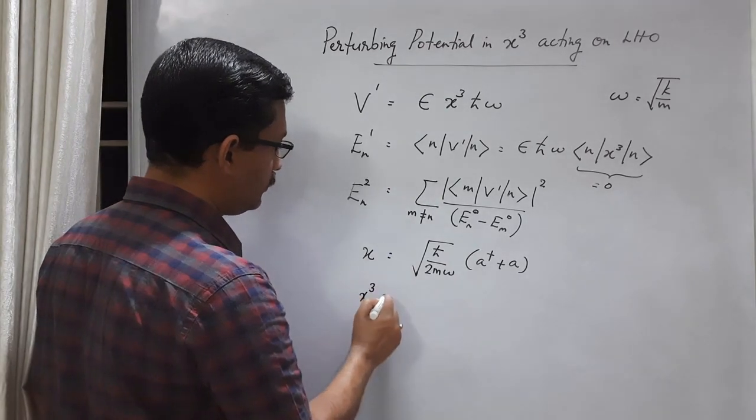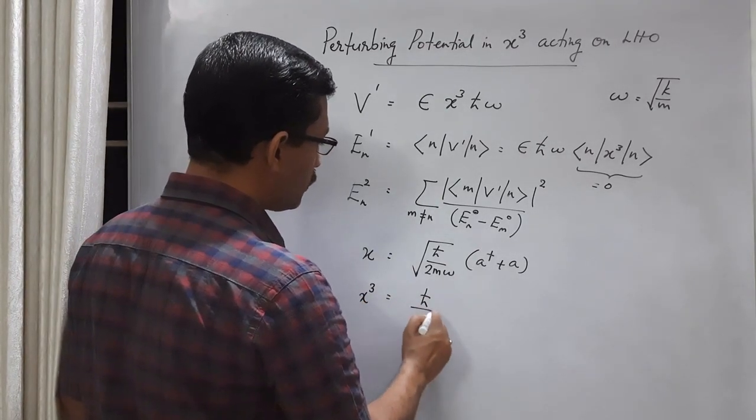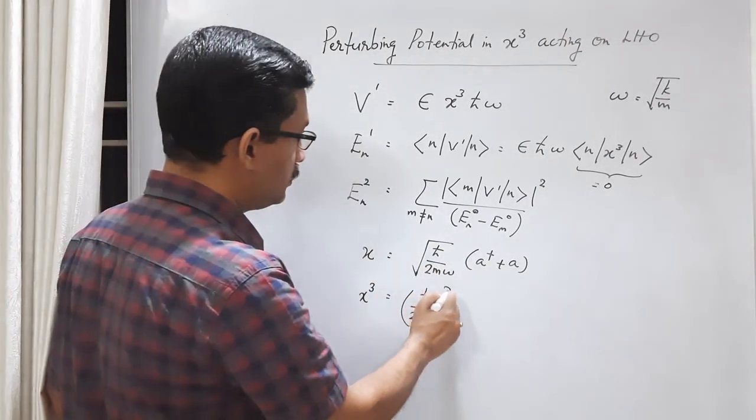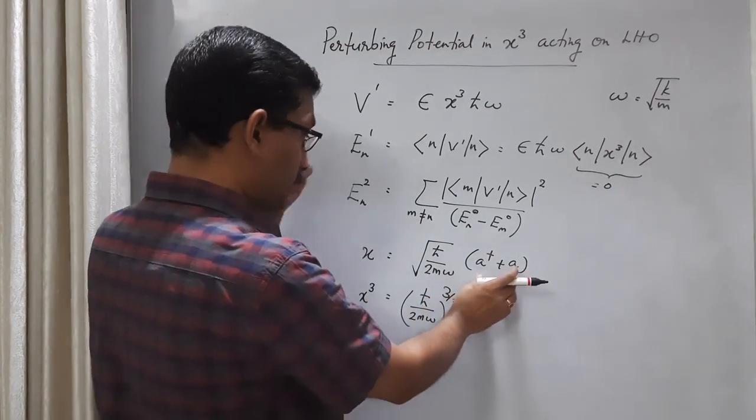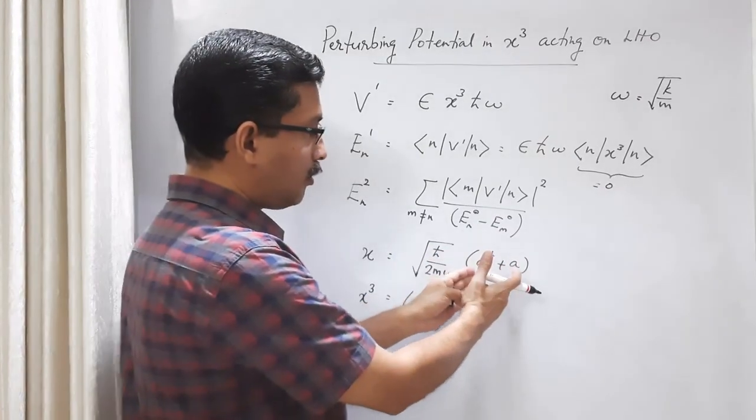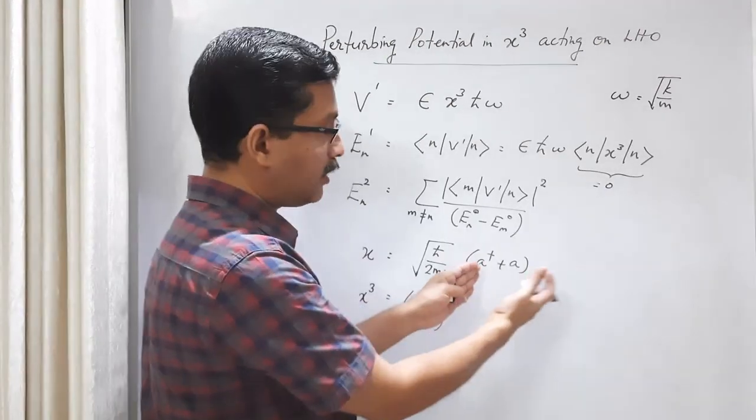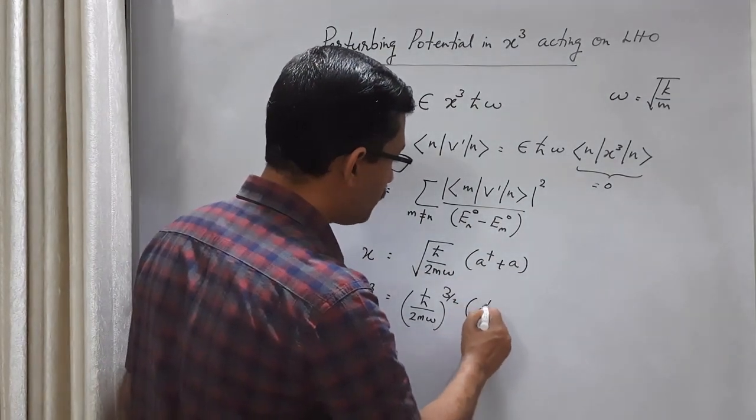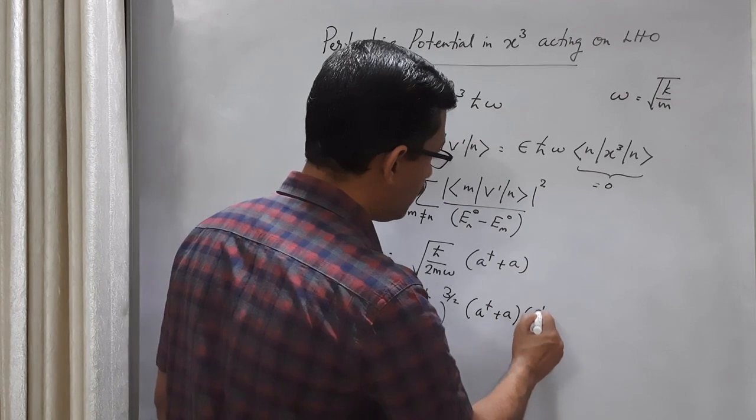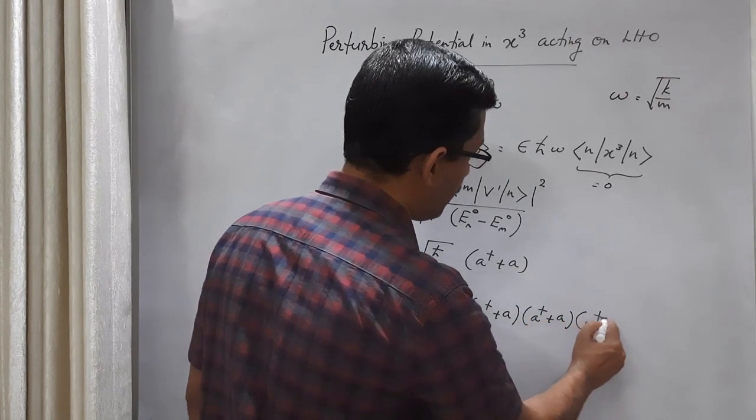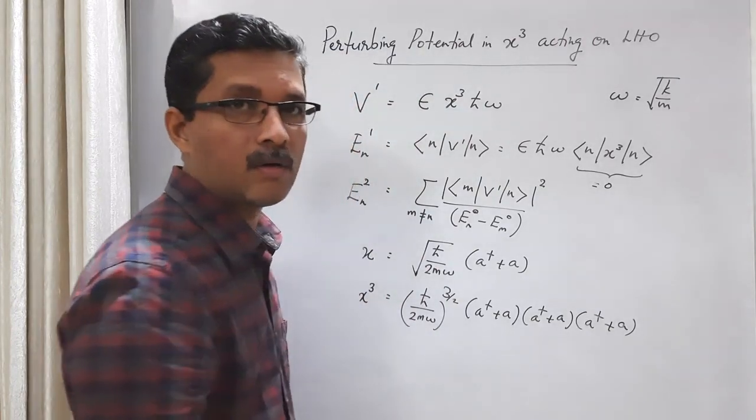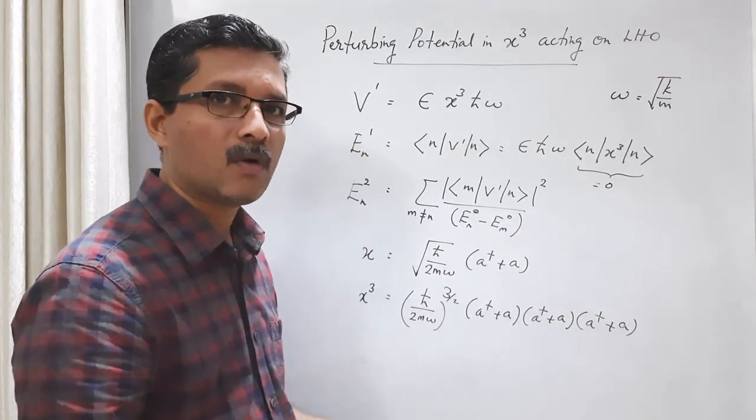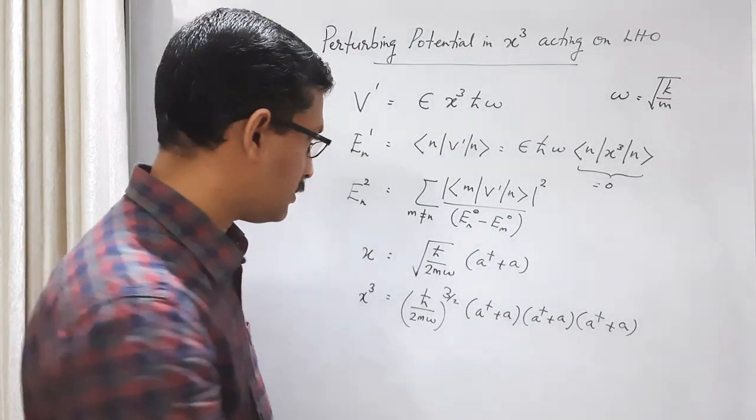What is this x cube? We get h cross by 2m omega all raised to 1 by 2. So this is all raised to 3 by 2. And here we have to operate this 3 times. We cannot simply take a dagger plus a whole cube. We have to act it 3 times: a dagger plus a, a dagger plus a, a dagger plus a. The reason is that a and a dagger are non-commuting, so when we simply take the whole cube, some of the cross terms may not be taken into consideration.